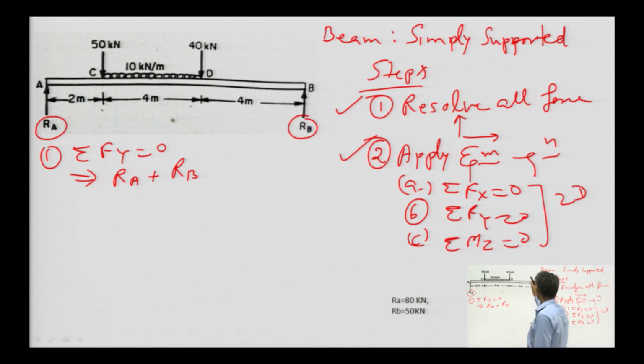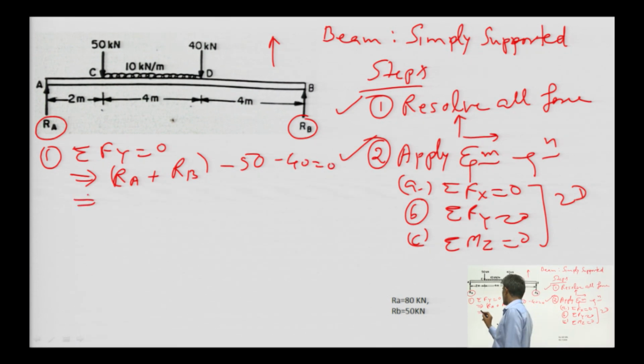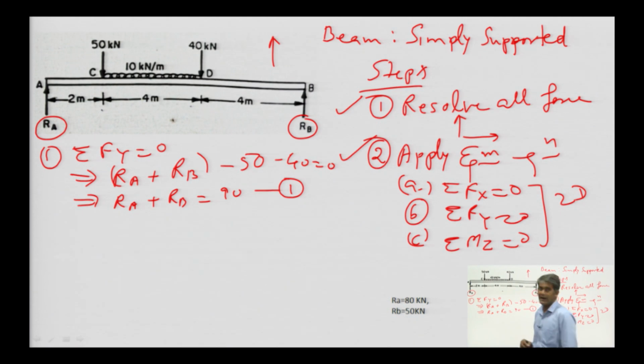Since they are acting in upward direction, that is why plus sign has been taken, and they are acting in downward, that is why we will take as minus. 50 minus 40 equals 0. Therefore, value of R A plus value of R B will be 90. Write equation number 1. You can write it directly.